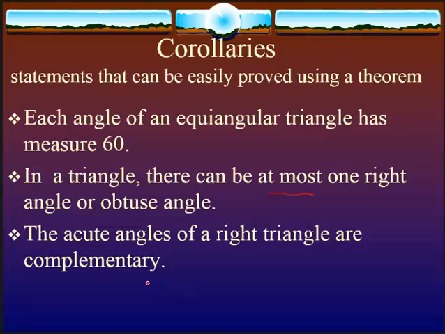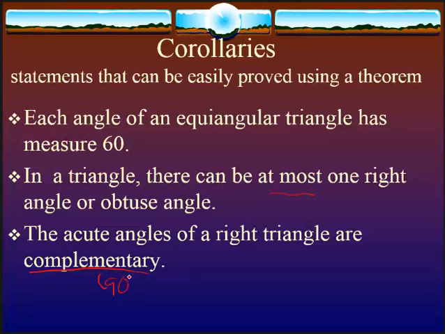And the last thing, we didn't really talk about this, the acute angles of a right triangle are complementary. What does that word mean again? Dadgum. We did that a long time ago. What does that mean? Means that they add up to 90 degrees.